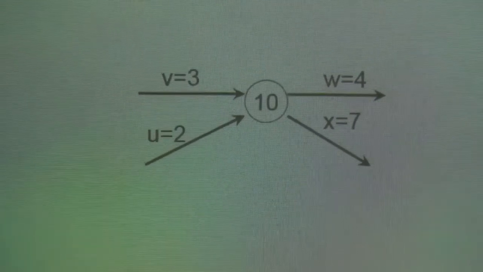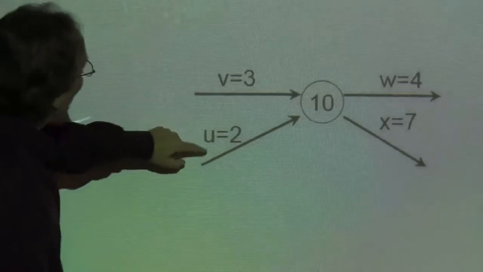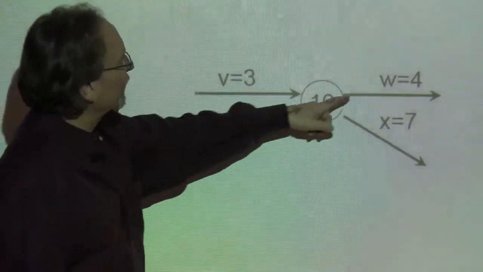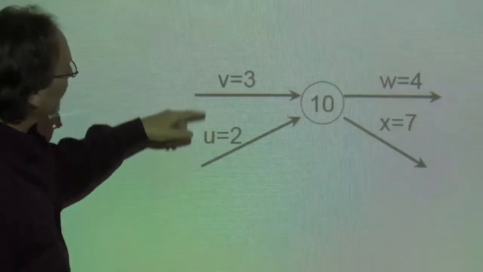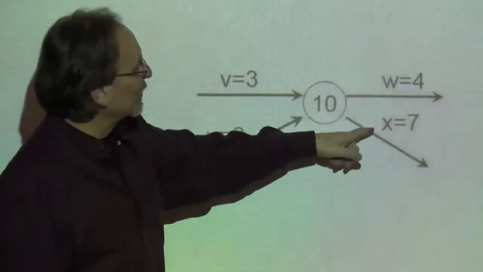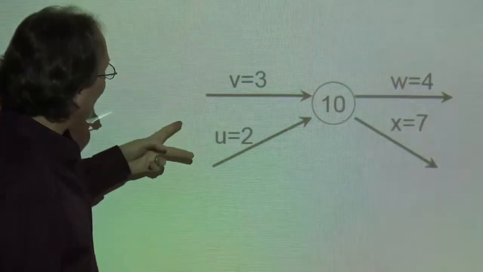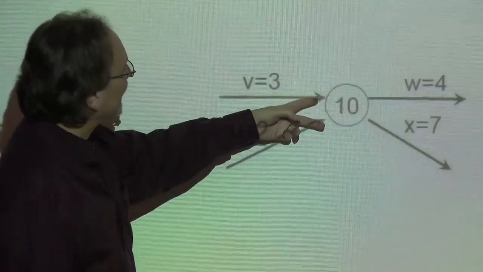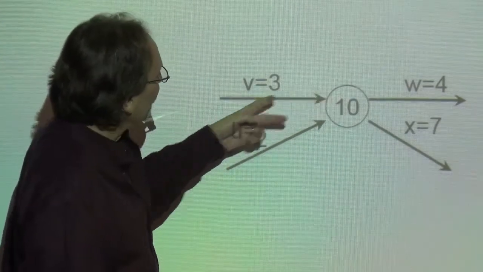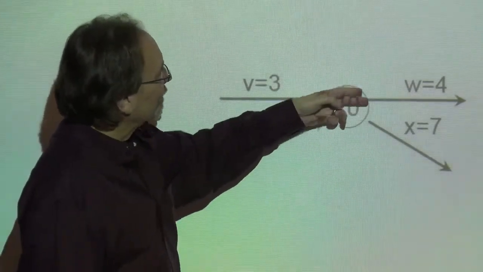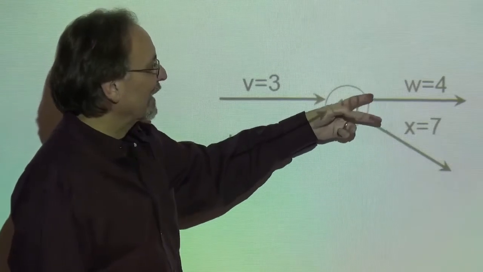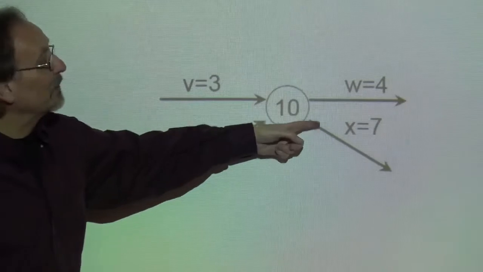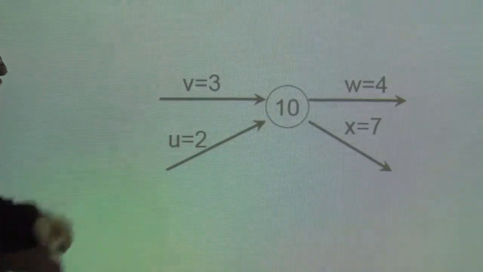Here we have U and V, which can be done simultaneously, but both U and V must be done for W to occur, and also U and V must both be done for X to occur. So at this node, we have two parallel activities, and each of those parallel activities precede both of the parallel activities that exit from that node. So both of these activities, which can be done in parallel, have these two activities as predecessors.